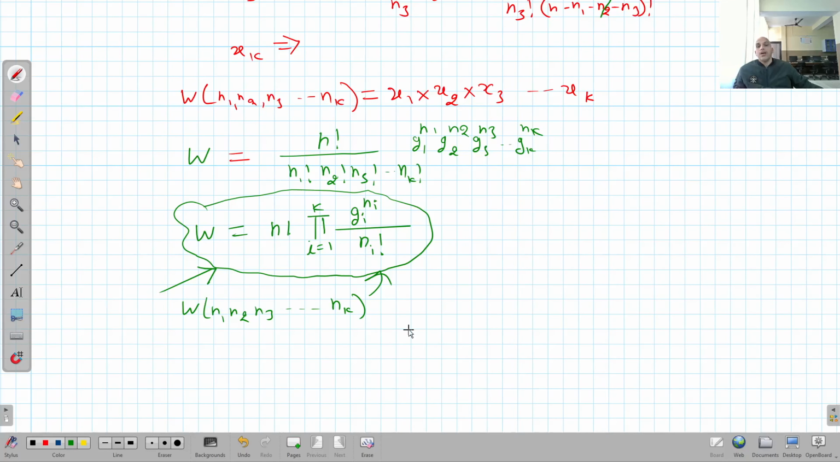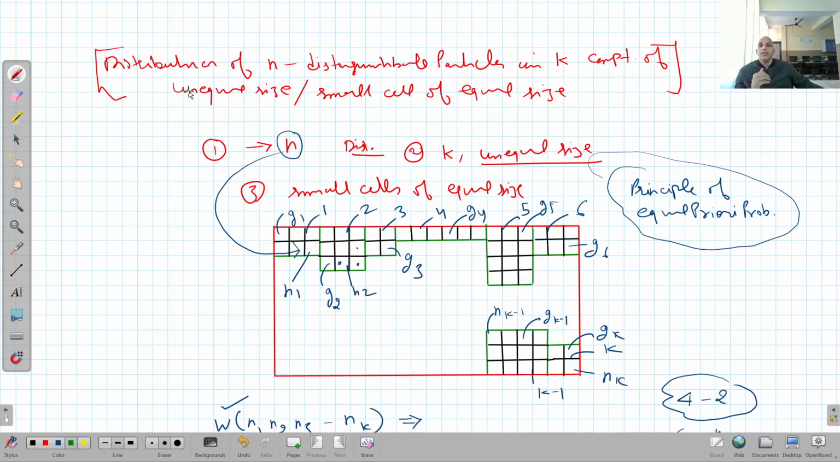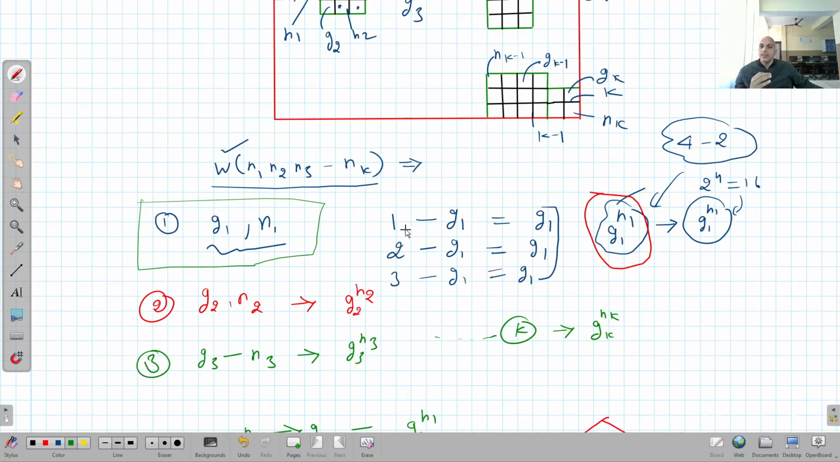So this was the entire discussion about the distribution of these indistinguishable particles in k compartments of unequal size. These compartments are further divided into small cells of equal size. So this is all about it.